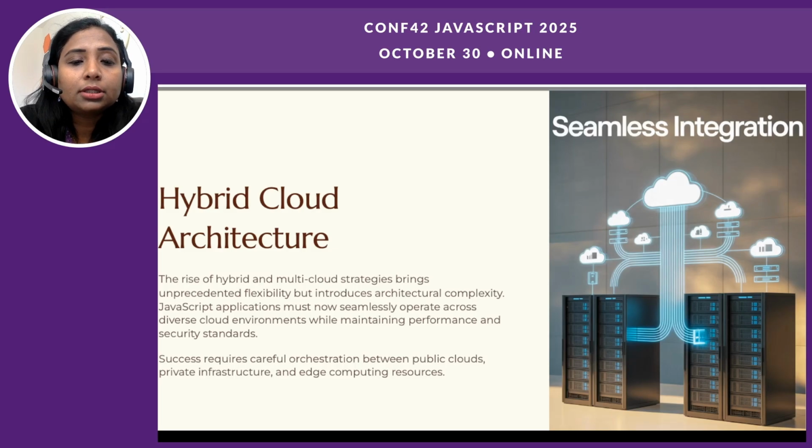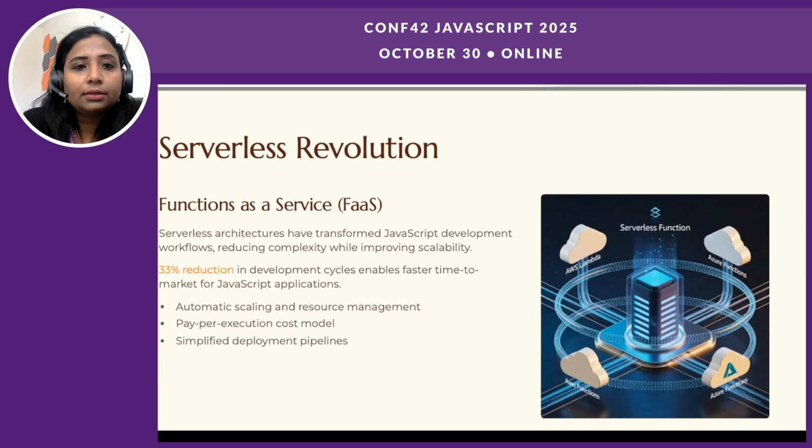The right decision and the right strategy for cloud architecture is very important in designing today's JavaScript applications. Success requires careful orchestration between public, private, and edge computing resources. How critical is the data to be processed, and do we really need edge computing? Is it effective for our application? These are the key points to take into consideration while designing applications. The right cloud architecture seems to be the mantra of success these days. With that, we'll see how the serverless revolution has come up.